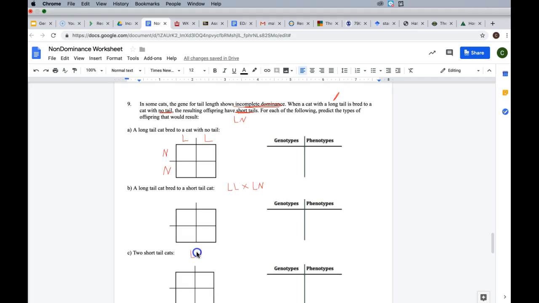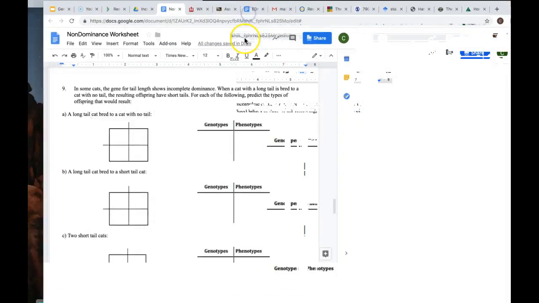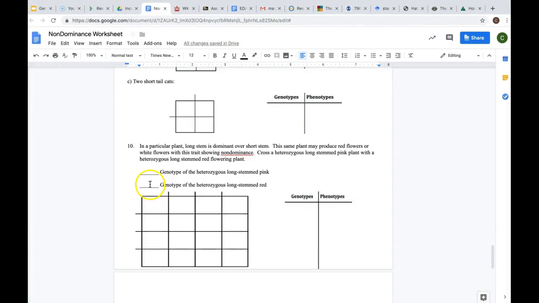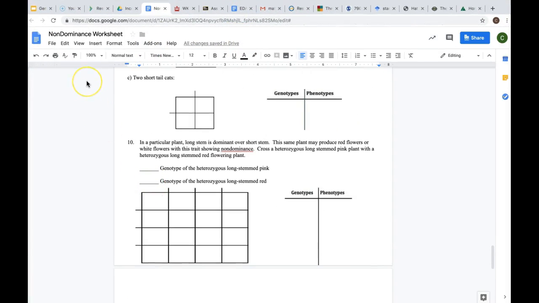I don't know what happened there. So do your crosses, phenotypes, and genotypes. Pretty easy. Pretty easy. All right. So let's do this last one, and you are done with section 3.